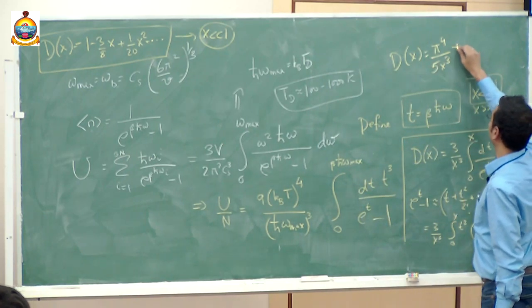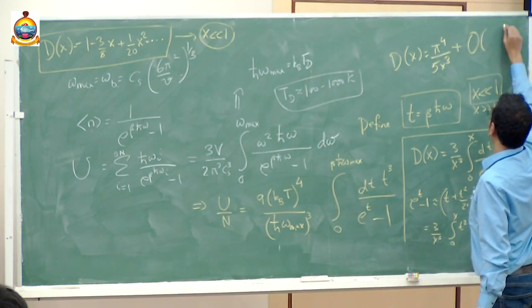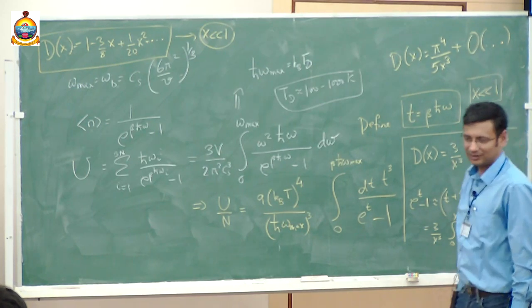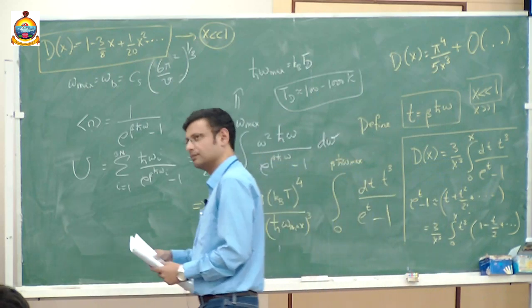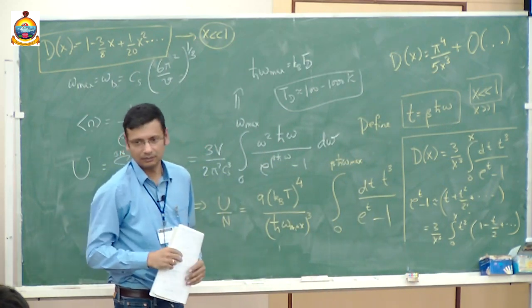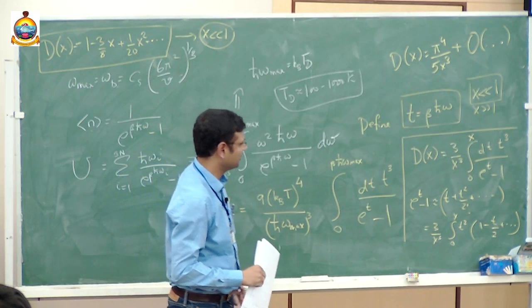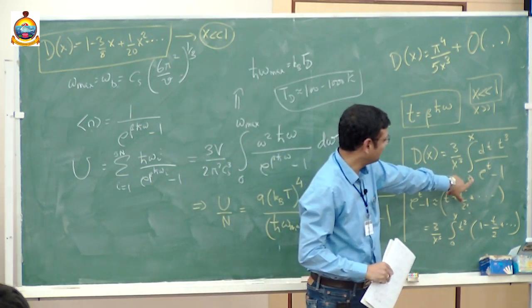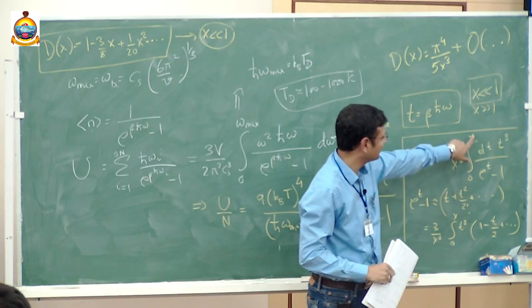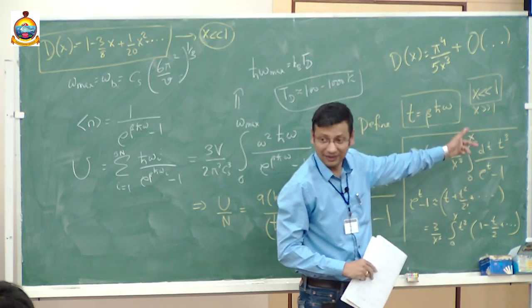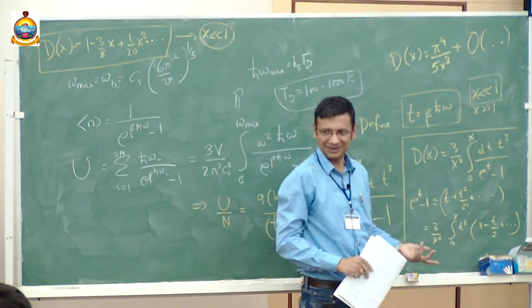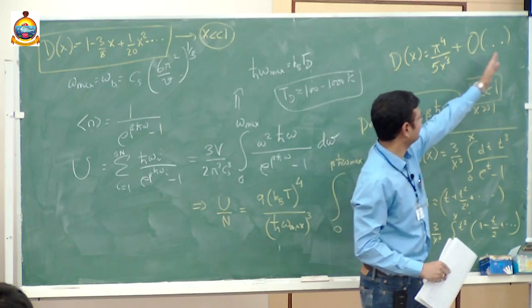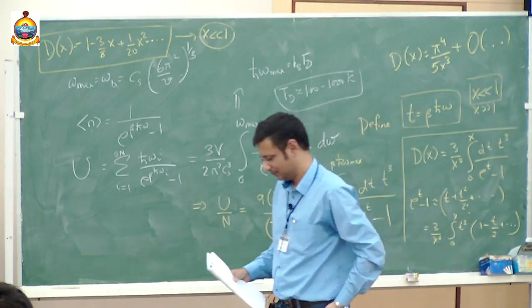Now comes the next question. What is the next piece? What should I write? Plus what? How do you approach this problem? Now think carefully. What is the approximation I made? I replaced this integral from 0 to x by the integral from 0 to infinity. So I made some approximation, right? So now what is the subleading correction?